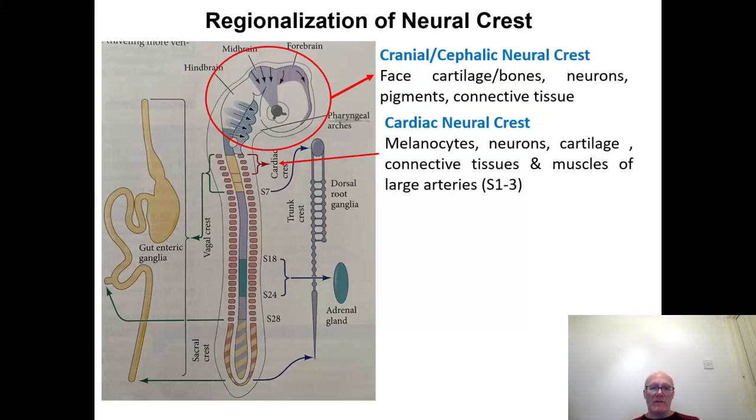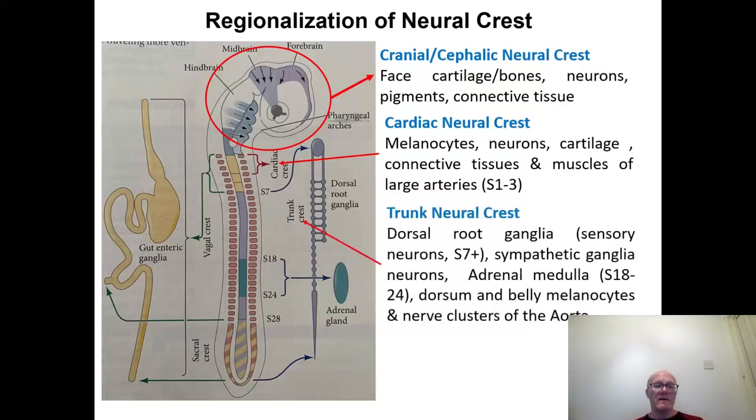And they are distributed around the body. The cardiac neural crest is responsible for the formation of some melanocytes in that region, and the region we are talking about here is between somite 1 and 3. But they are also responsible for the development of peripheral neurons in this region, cartilage, therefore bones, connective tissue, and muscles, especially the ones around the large arteries.